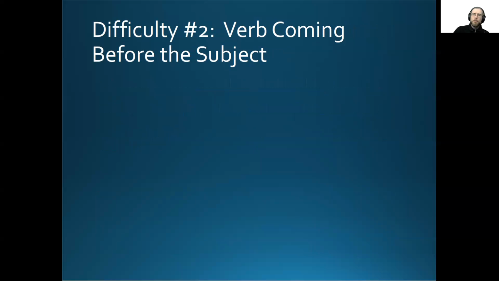The second major challenge for conjugating verbs properly. Difficulty 2, the verb coming before the subject. Sometimes in English, we can have verbs that appear before the subject of the sentence. And that can sometimes confuse us about how we're supposed to conjugate the verb properly.